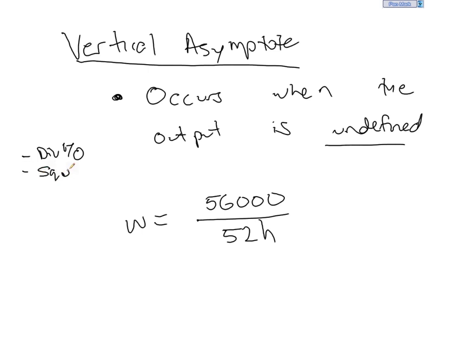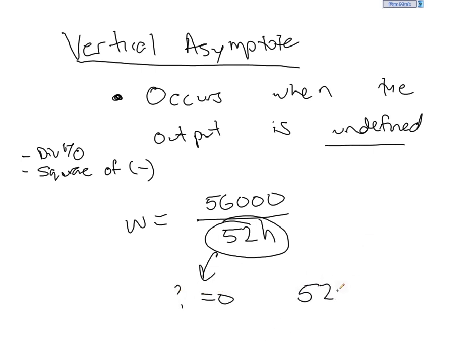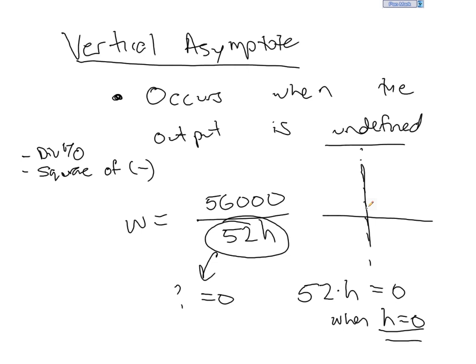Anytime you have the square root of a negative, that's going to have an undefined output. These are just a couple of settings, and there are definitely other ones. But what we need to figure out in order to determine where the vertical asymptote is going to be is when is this 0. So when does this equal 0? Well, 52 times h will equal 0 when h is 0, because the only way to get 52 times something to equal 0 is when h is equal to 0. So that would tell us that we're going to have a vertical asymptote that goes basically up and down, and it's right on top of the vertical axis.